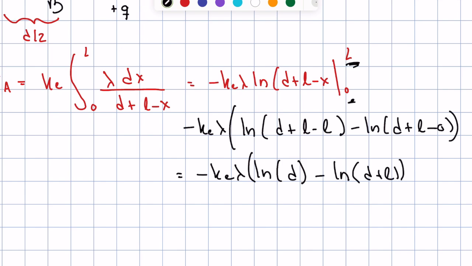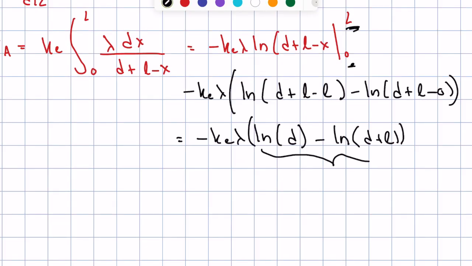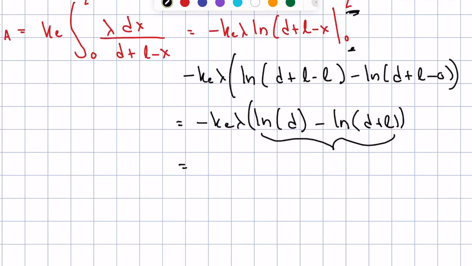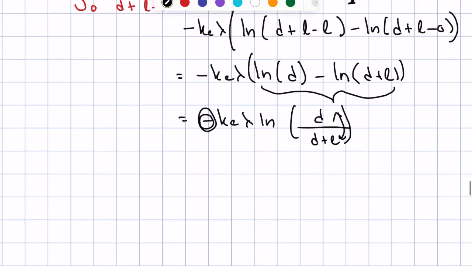We can do a few things here. The first one is combining the natural logarithms, where we get negative Ke lambda ln of d divided by d plus L. We can also get rid of this negative sign by switching the numerator and denominator. So this is Ke lambda ln of d plus L divided by d. So that is VA, the electric potential at point A.